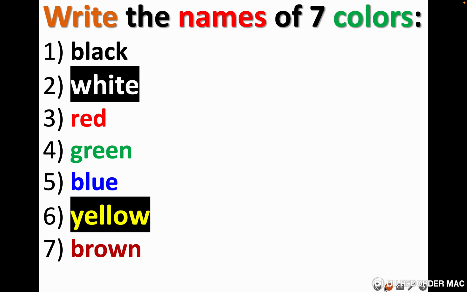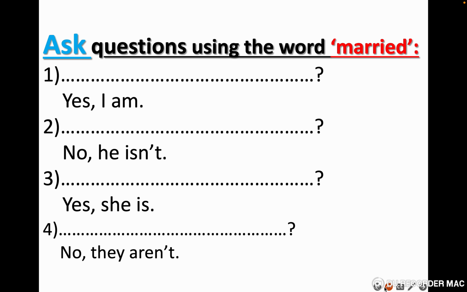Let's go to the next slide. Ask questions using the word married. Here, in the question, we should have the word married. Yes, I am. No, he isn't. Yes, she is. No, they aren't.